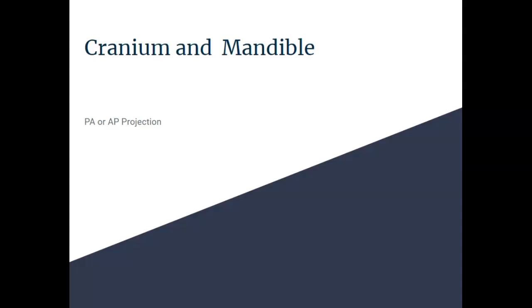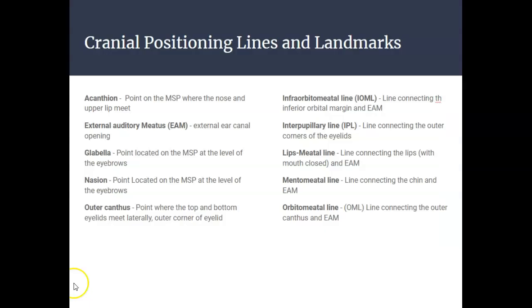This is the radiographic image analysis for the cranium and mandible. We'll be looking specifically at the PA and AP projection as it relates to the anatomical structures of the cranium and mandible. Let's quickly review our cranial positioning lines and landmarks.